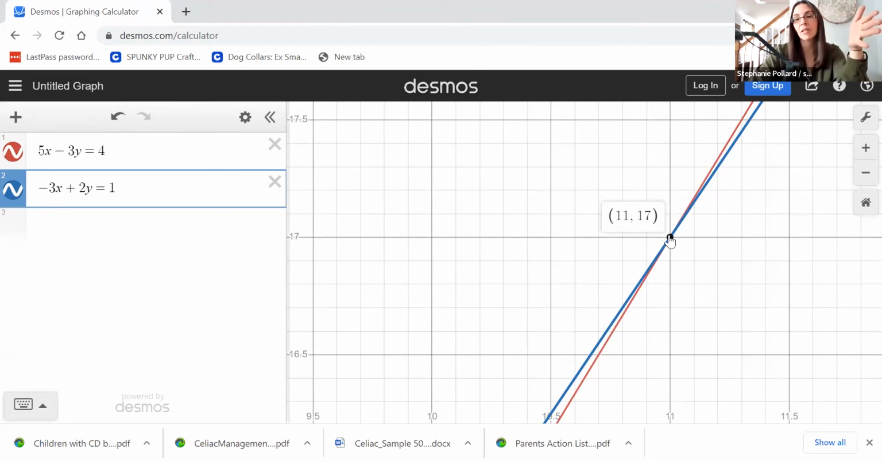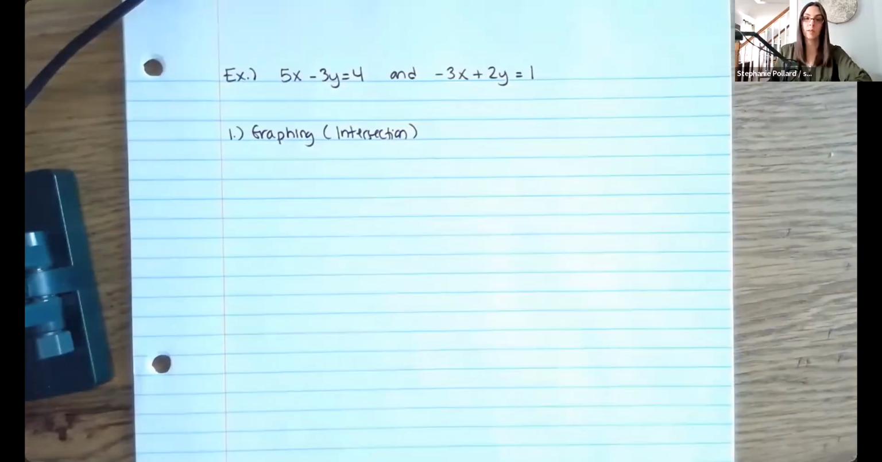But again, graphing is a good way to start or check, but you really want to go through the algebra as well to verify that that answer is accurate, especially if you're trying to visually just find a point. Again, what if the answer was (11.1, 17.2) or something, right? So it could be a little bit off. So let's get out my paper and let's do the algebra as well.